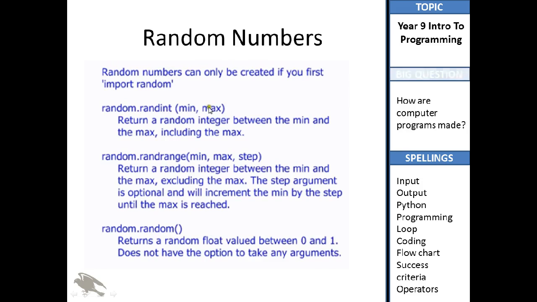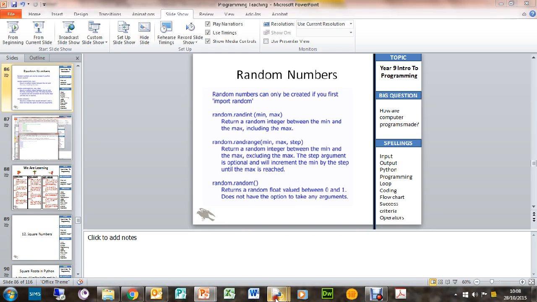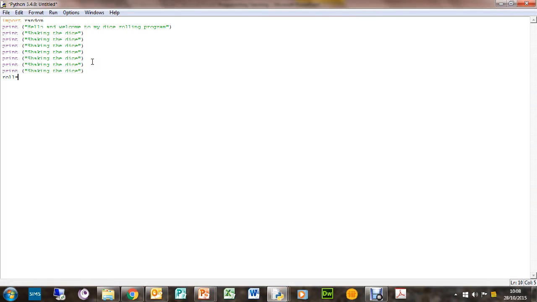Random.randint is going to generate a number between a minimum and maximum, 1 and 6. So let's go into our code. We need roll equals, and we're going to put random.randint. Now if you spell this wrong, it isn't going to work. You're going to get an error message.